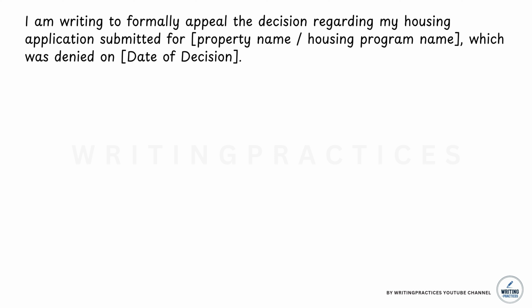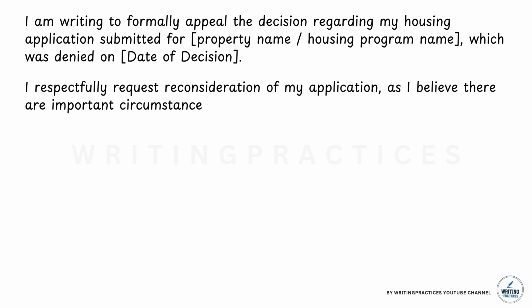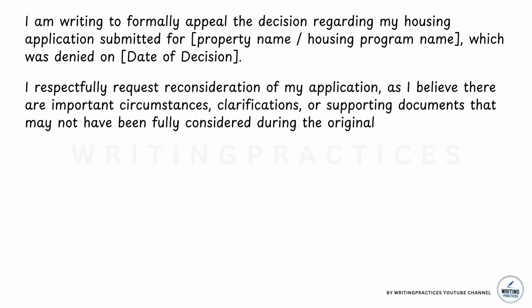Request for reconsideration. Here, you respectfully request another review of your application. This section is important because it explains that additional information may not have been fully considered. For example, I respectfully request reconsideration of my application, as I believe there are important circumstances, clarifications, and supporting documents that may not have been fully considered during the original review. This sets the foundation for your appeal. For tip, keep your tone respectful and solution-focused.